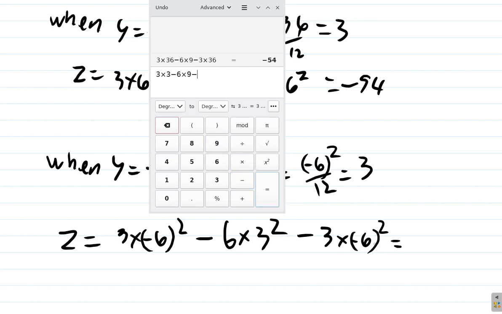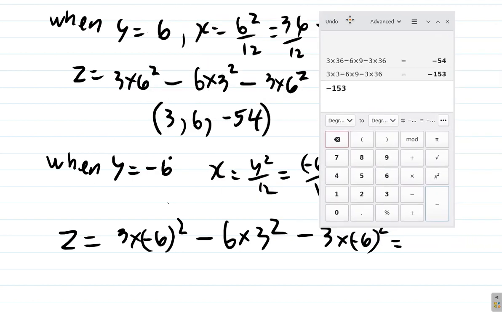Minus 3 times, well, it amounts to 3 times 36 again. Alright, 3 times 36 equals. So, what we have there is, I was expecting it to be the same as before. Let's check again. 3 times, oh, the 6 didn't go on. When I press 6, it didn't go on here.